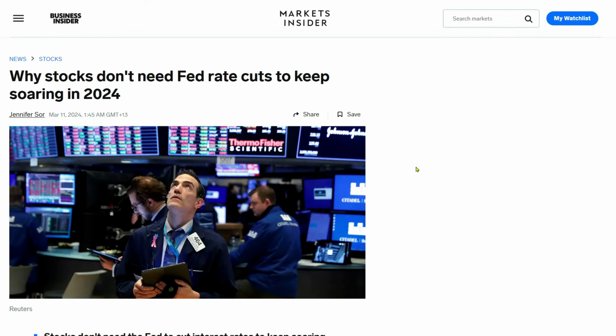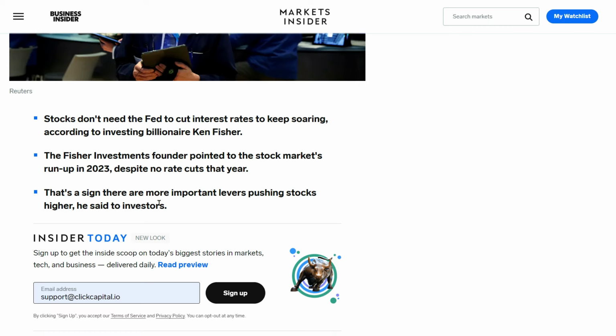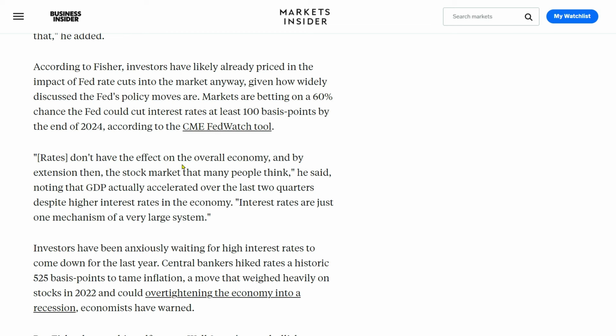And according to investing billionaire Ken Fisher, stocks don't even need Fed rate cuts to keep soaring this year. He pointed to the stock market's run up last year despite no rate cuts, saying that's a sign there are more important levers pushing stocks higher. Also adding, rates don't have the effect on the overall economy, and by extension the stock market, that many people think. Noting that GDP actually accelerated over the last 2 quarters despite higher interest rates, finally saying interest rates are just one mechanism of a very large system.